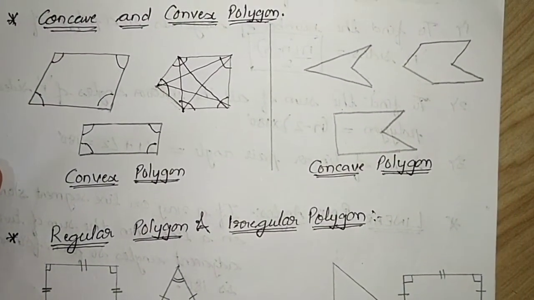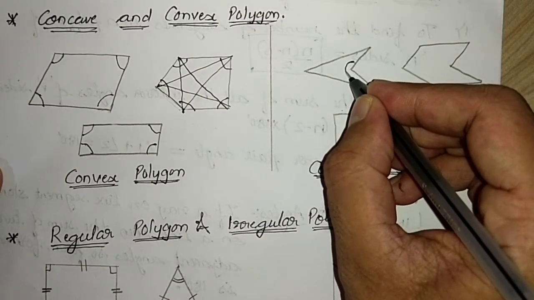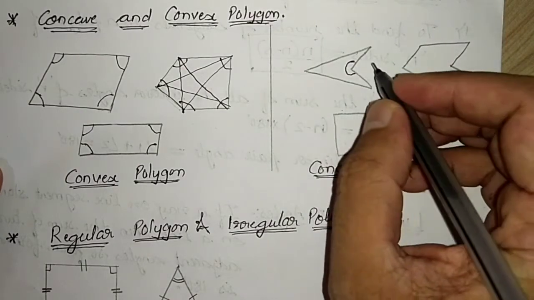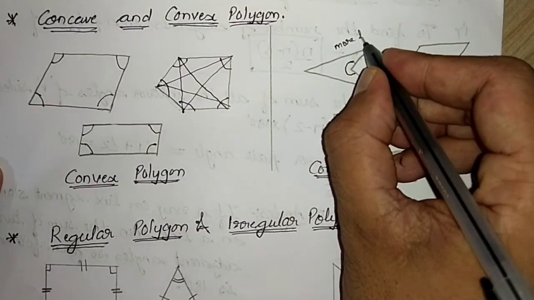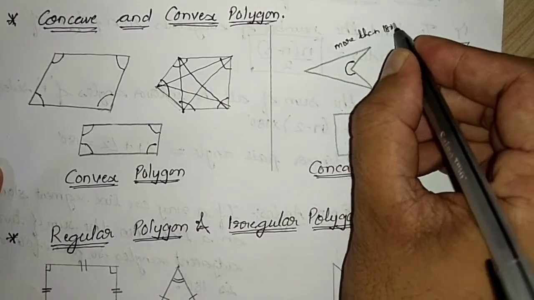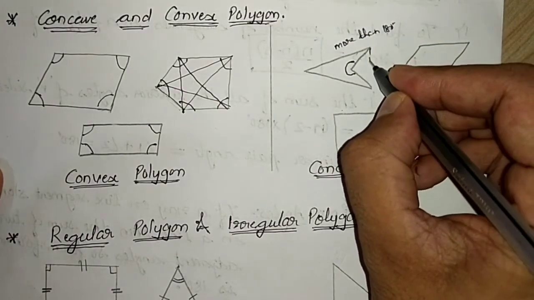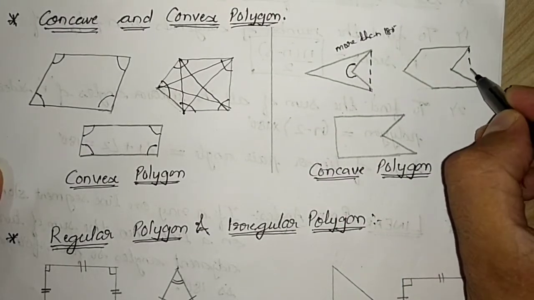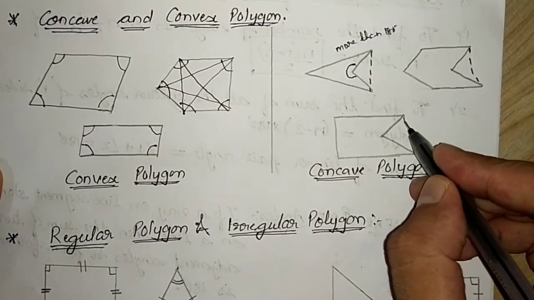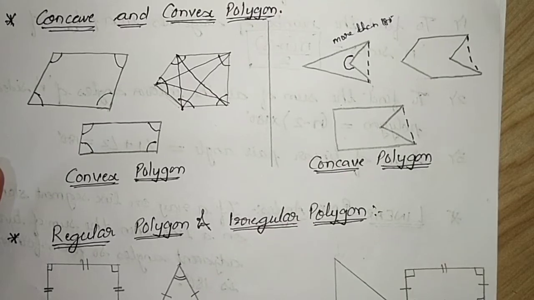While in concave, one of the interior angles is more than 180 degree, and one of its diagonals is in the exterior of the polygon. Hope you have understood what is concave and what is convex polygon.